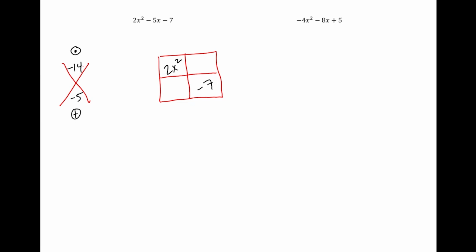But maybe it'd be worth listing out the factors of 14. We haven't really done that. 1 times 14. 2 times 7, I guess that's pretty much it as far as factors of 14. And if one of them's got to be negative, hopefully you can see what the combination is going to be. It's going to be 2 and -7.